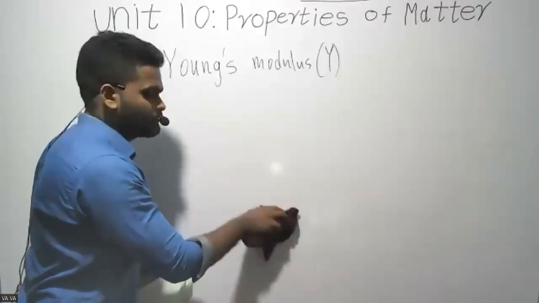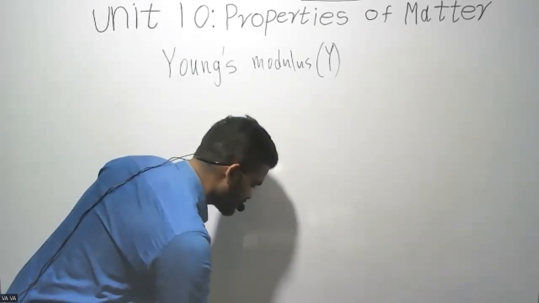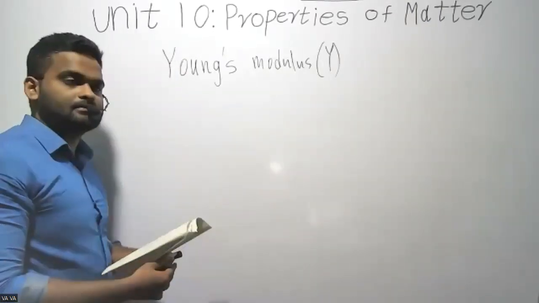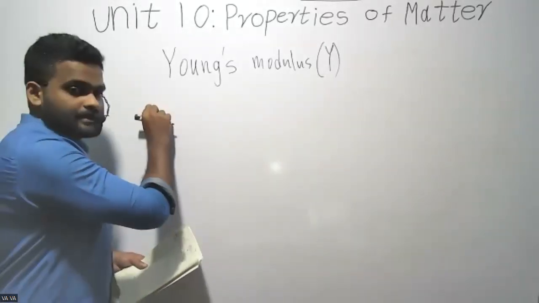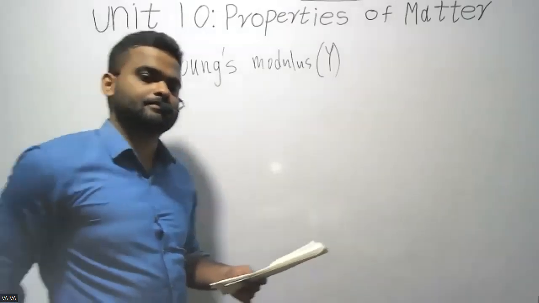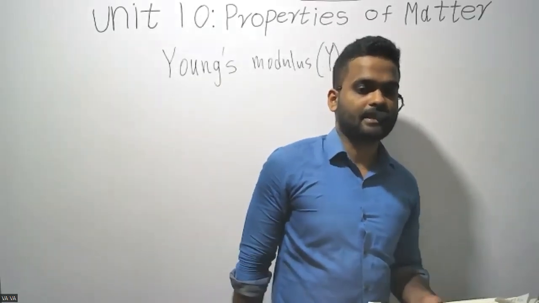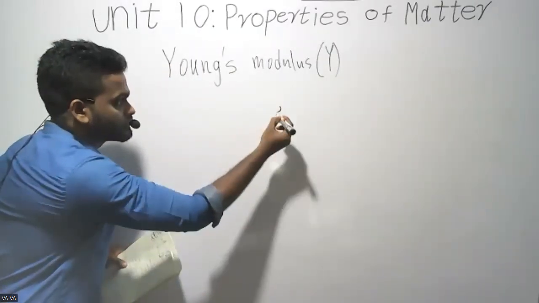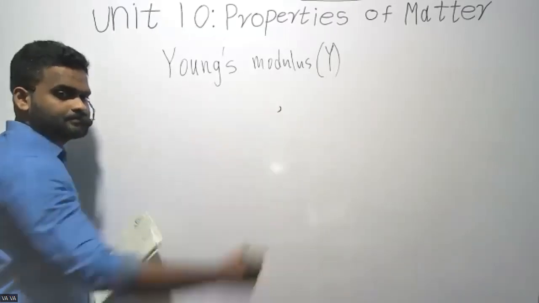We still didn't talk about Young's modulus. First, stress and strain should be clearly defined, right? Then write under that, up to a certain limit, put a comma.